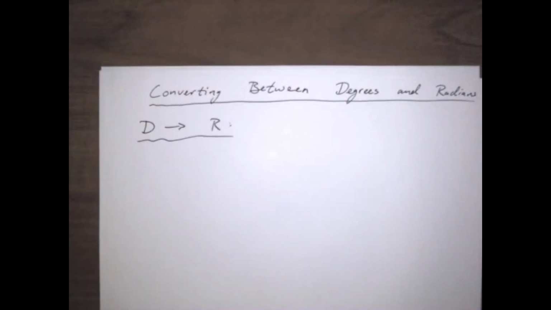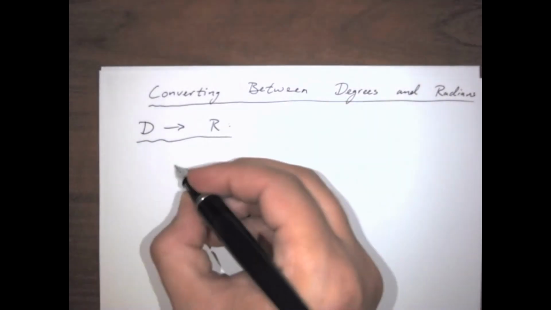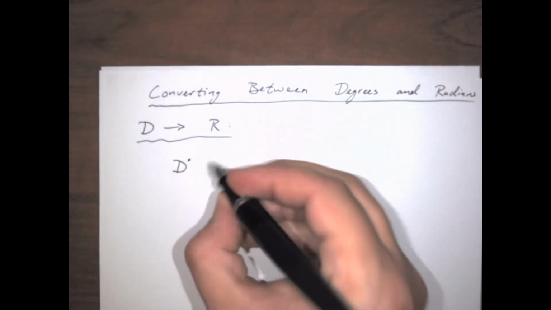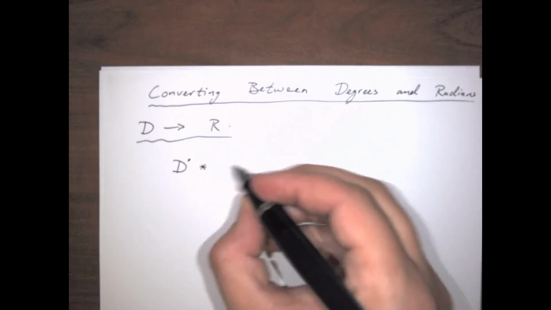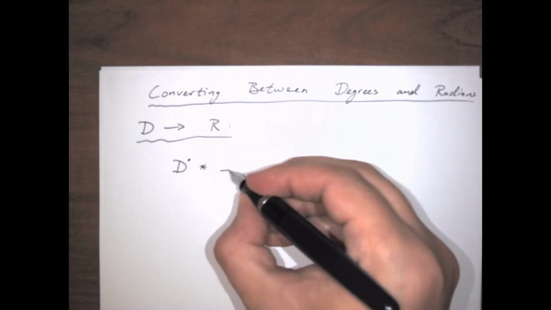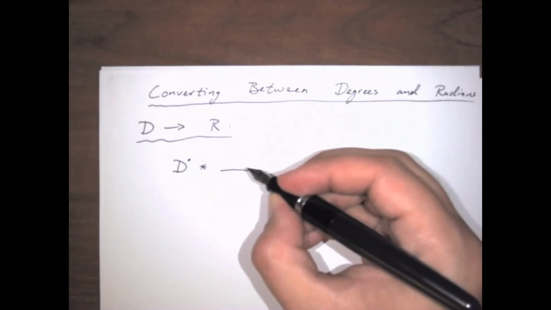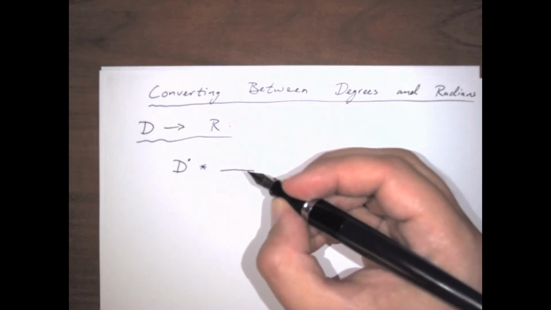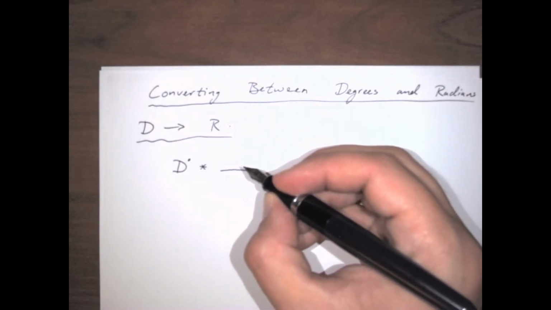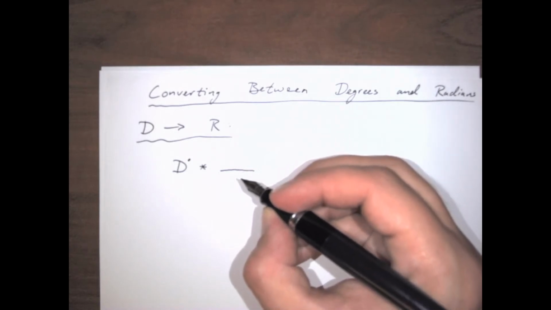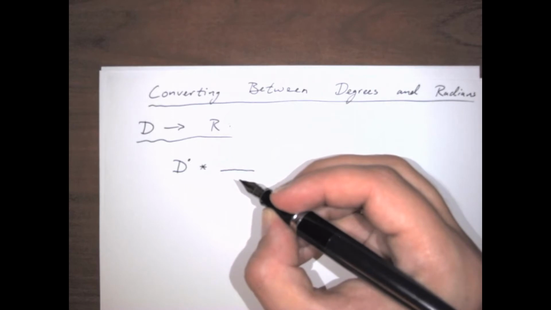All right. So you take the degree measure, and we just multiply it by a fraction. The top is either pi or 180 degrees, and the bottom is the other. The key is we need degrees to cancel and radians to survive. This is the same way you would do any other kind of unit conversion.